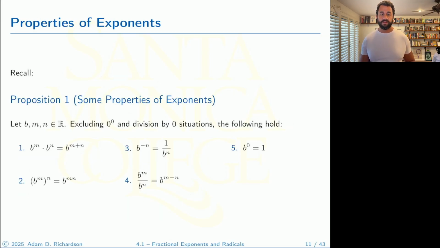These are ones that we've used a few times, like this one, this one. This is an important one here. B to the negative n is 1 over b to the n. Here, b to the m over b to the n is b to the m minus n. Again, you can think about it as canceling factors, right? If I've got m factors here and n factors here, then some of them may cancel, and I've got this.